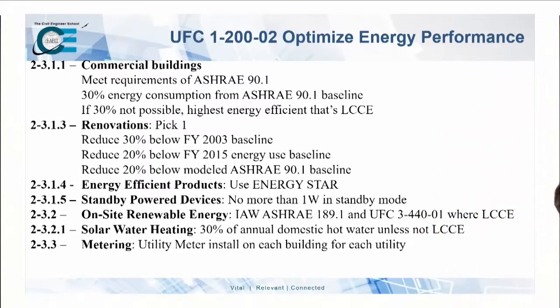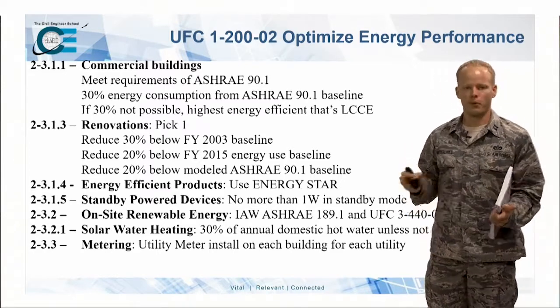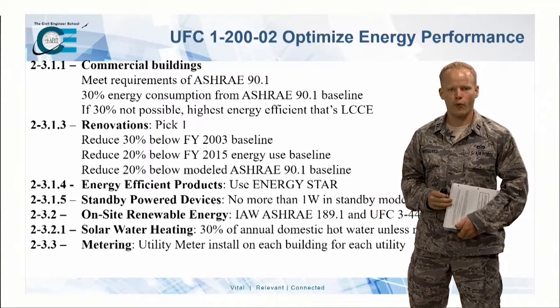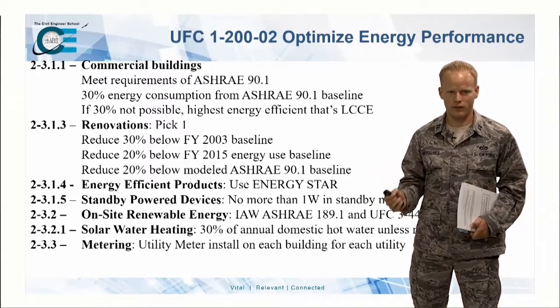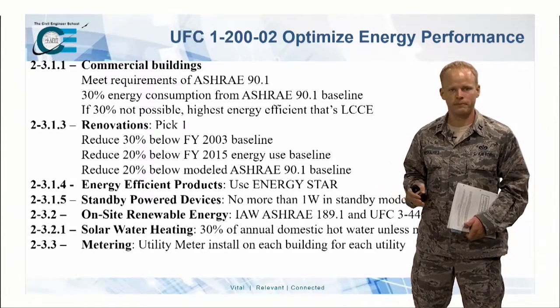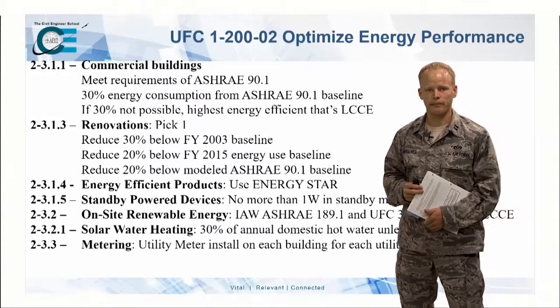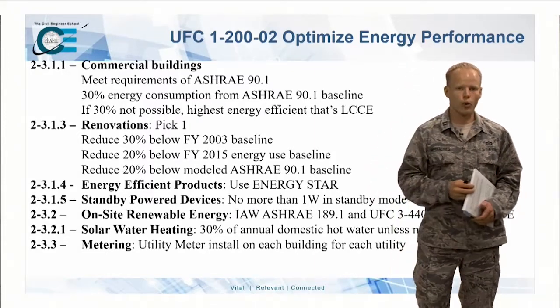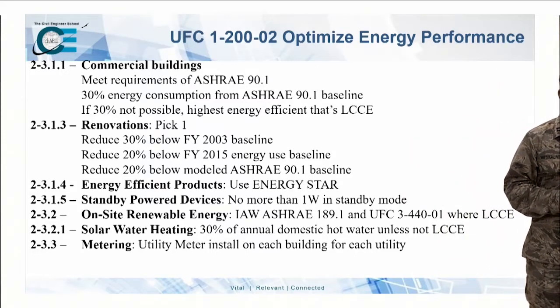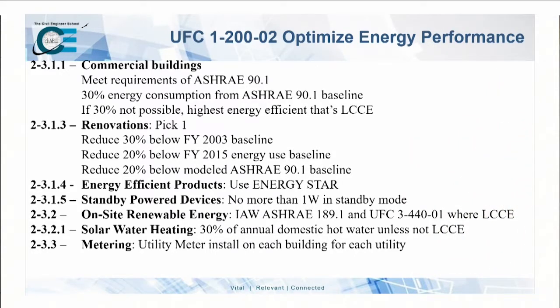So if you take the 2003 baseline from your metadata, you can build it. And then 20% below modeled ASHRAE 90.1 baseline. You'll have to model it. You'll have to put it into software to figure out what is the energy consumption. And that's the same with the new building. Standby power devices, no more than 1 watt in standby mode. On-site renewable energy, where life cycle cost effective. And then solar heating, 30% of your annual domestic hot water unless not life cycle cost effective.